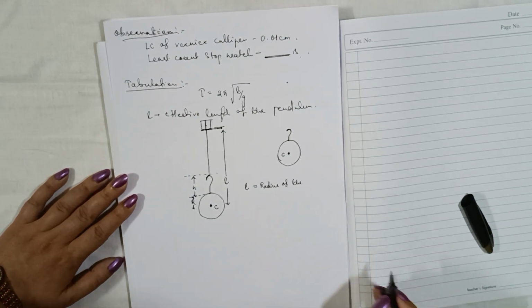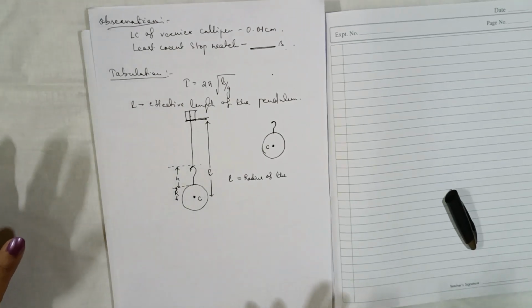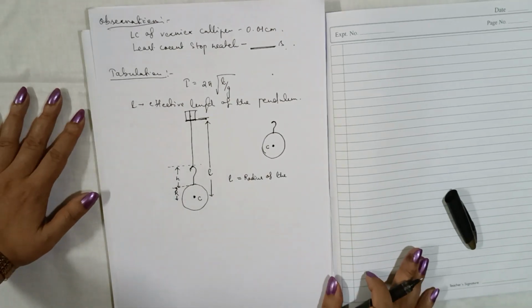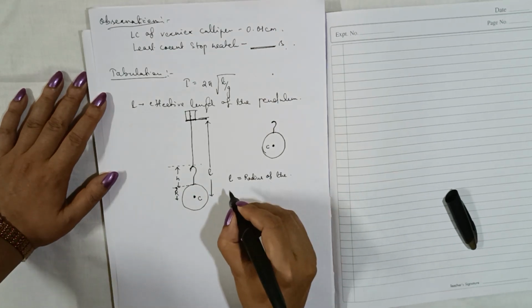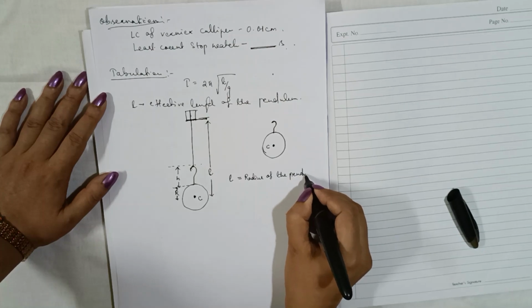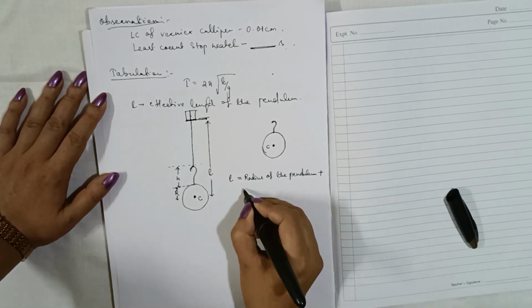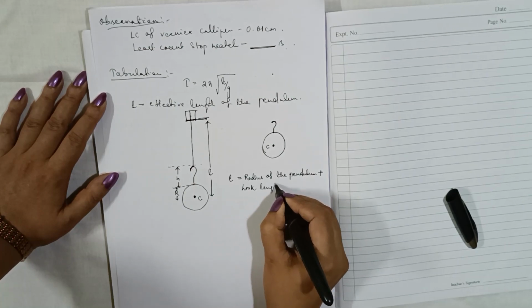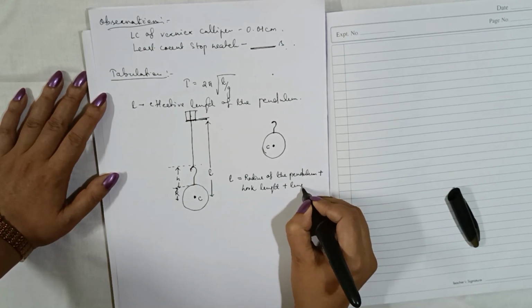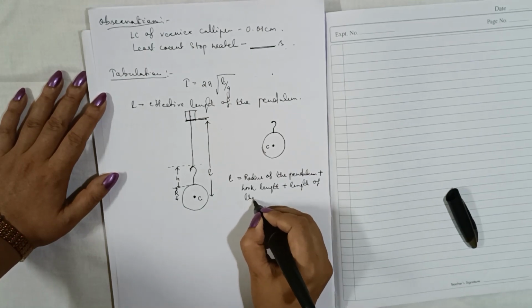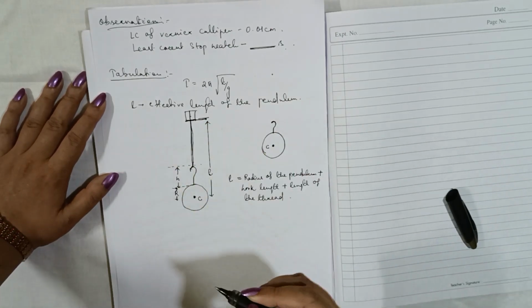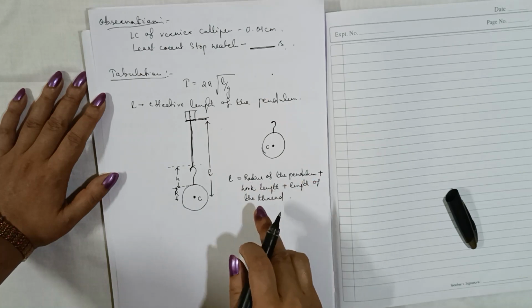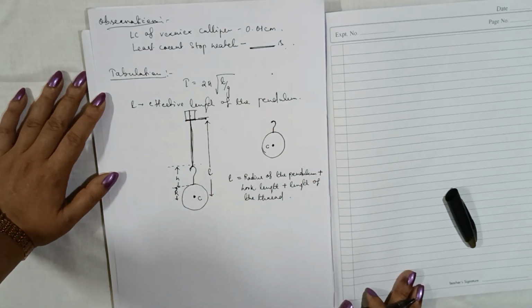This thing is the key. Actually, there is nothing else. If you know the vernier caliper, you can easily do the simple pendulum experiment. But the only thing you need to learn is how to determine this R plus H. So L is equal to the radius of the pendulum plus hook length plus the length of the thread. And what is the thread? This is the thread, I have taken it as the thread. So this three addition is nothing but called the effective length of the pendulum.